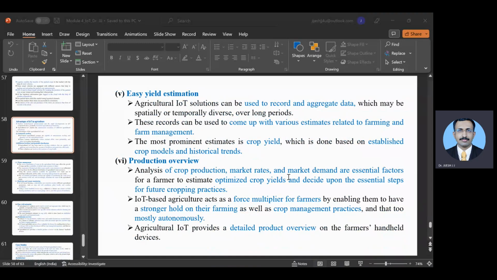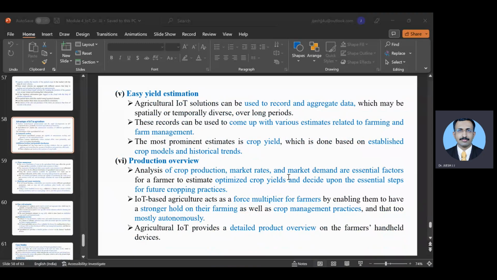It has a wide variety of opportunities, and a detailed production overview will help farmers to have a good handheld device, which gives them a clear analysis of what is happening at which point of time and what action needs to be initiated. So we have now seen 6 advantages.